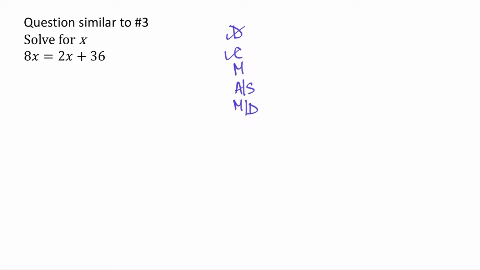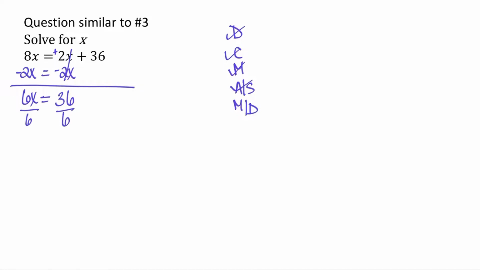So this 2x is a positive 2x. So I'm going to do the opposite, and I'm going to subtract 2x from both sides. So on the left, I have 8x minus 2x, which is 6x. And that equals 2x minus 2x, which cancels, leaving me with just 36. So I moved all my variables. I don't have anything to add or subtract, but now I need to multiply or divide. I have 6 times x, so I'm going to do the opposite, and I'm going to divide both sides by 6. So I have x equals 36 over 6, which is 6.